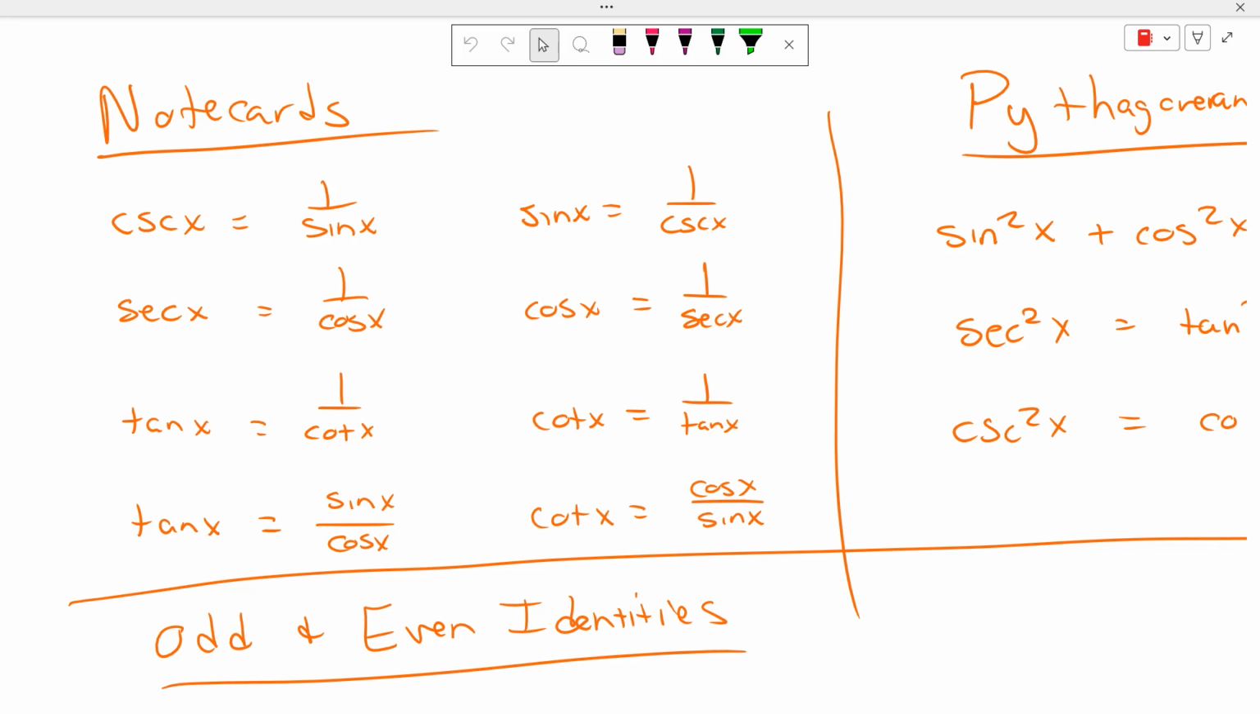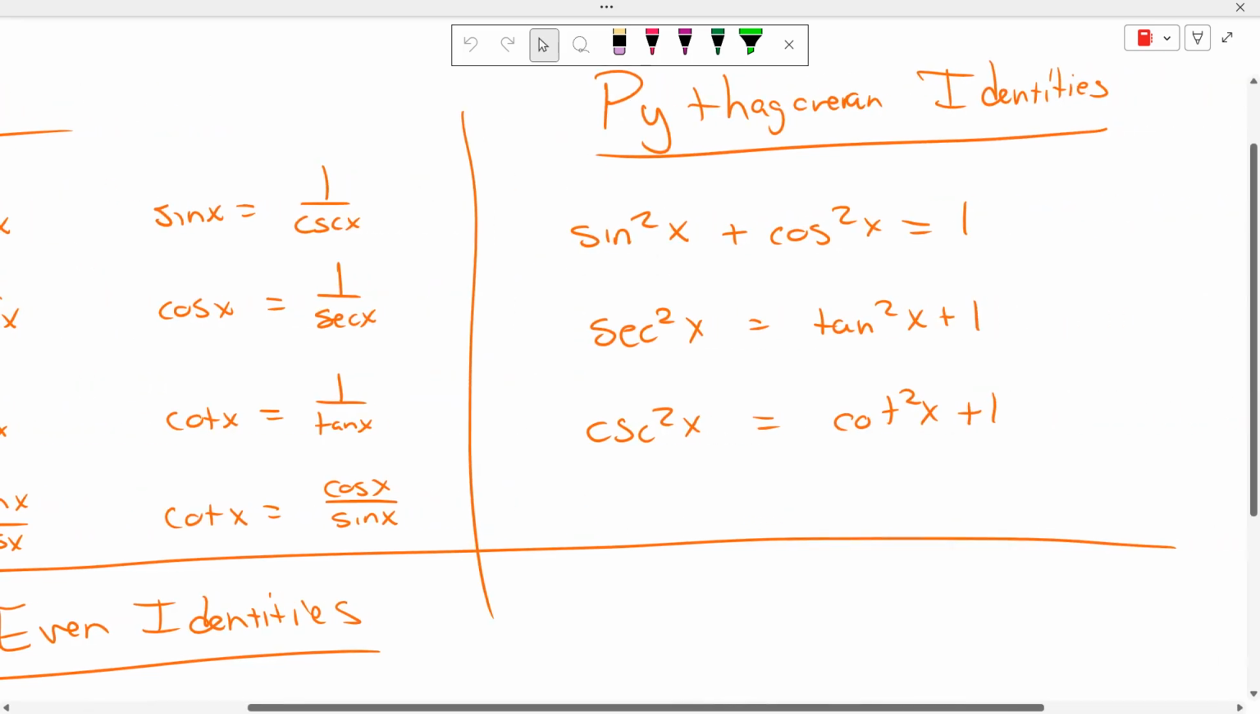Okay? Now, what's new is our Pythagorean identities, which we'll get to in our second lesson today, not our first. But if you square sine and square cosine, wherever you're at on the unit circle, it'll always equal 1. From that, secant squared is equal to tangent squared plus 1, and cosecant squared is equal to cotangent squared plus 1. Those are really important. We'll use those a lot this chapter.